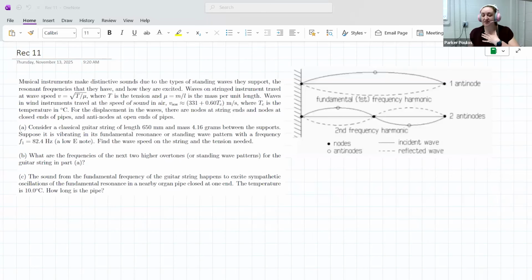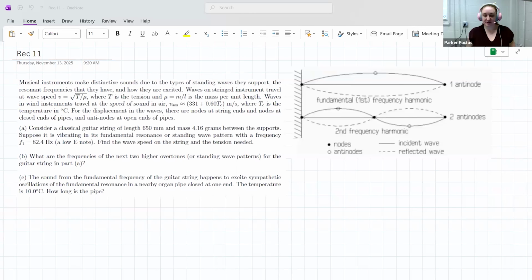This is, I think, my favorite physics topic ever. I am a vocalist by training, so I absolutely love the physics of sound. I've been a musician since I was in the fourth grade, and this is one of my favorite things to teach. Take a look.